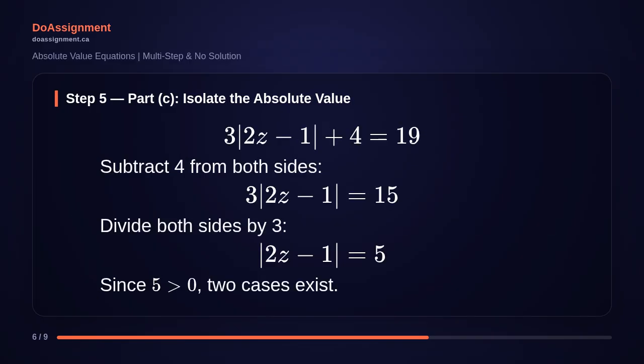For part C, start with 3 times the absolute value of 2z minus 1 plus 4 equals 19. Subtract 4 from both sides to get 3 times the absolute value equals 15, then divide by 3. The absolute value of 2z minus 1 equals 5. Positive right side means 2 cases.